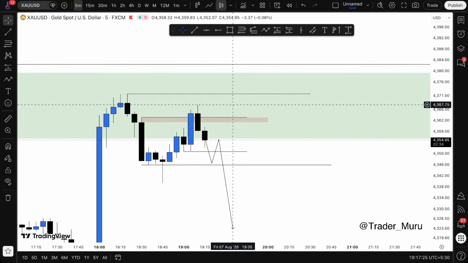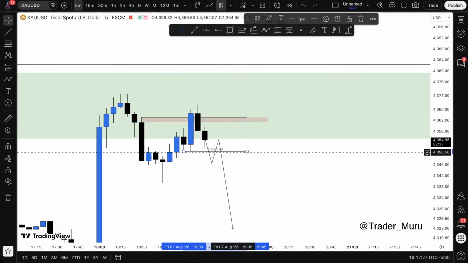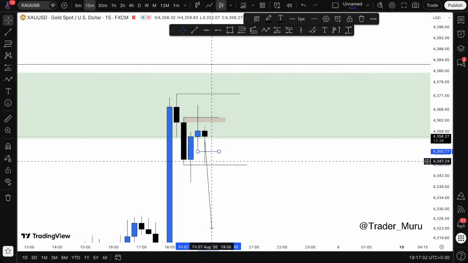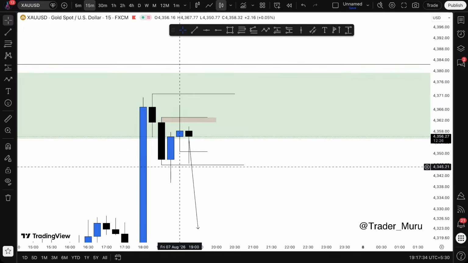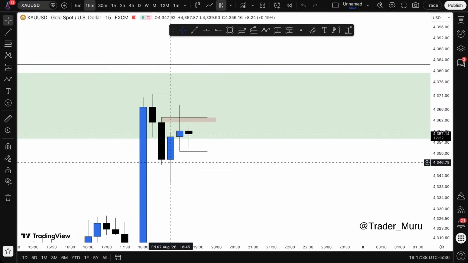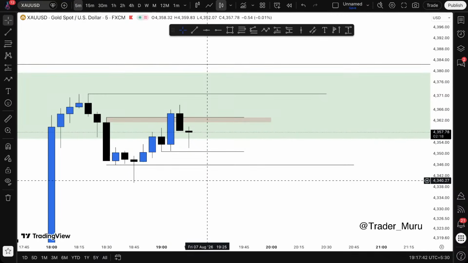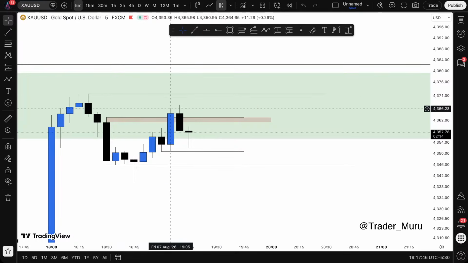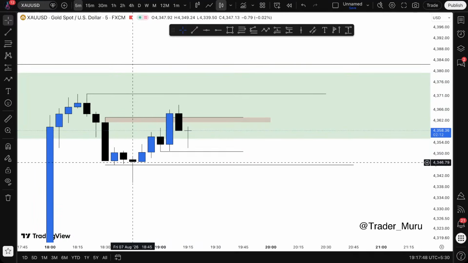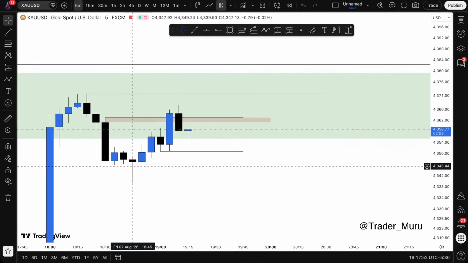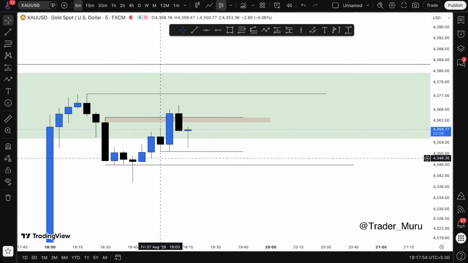Short now? No, brother, no. We just got the direction here that 15-minute is still bearish, but 5-minute needs to change bearish again to convert into short. 5-minute is still bullish. Can you see? Smaller time frame confirmations will always be like this.